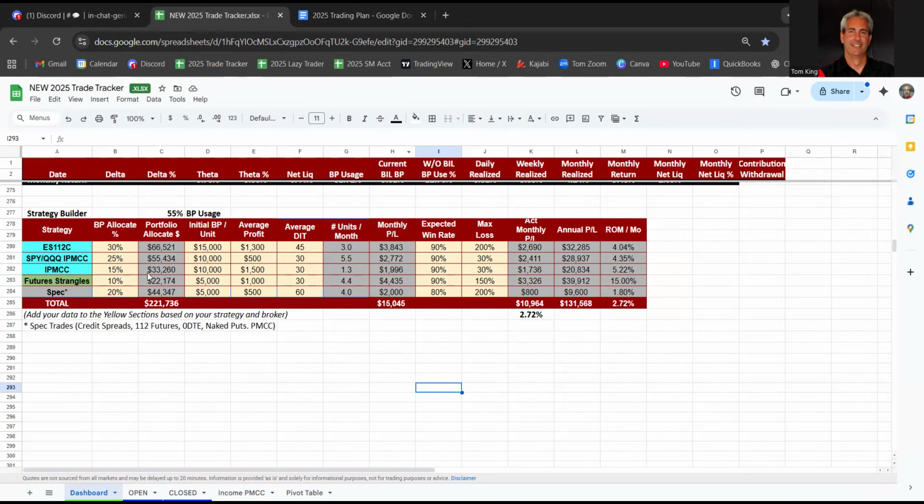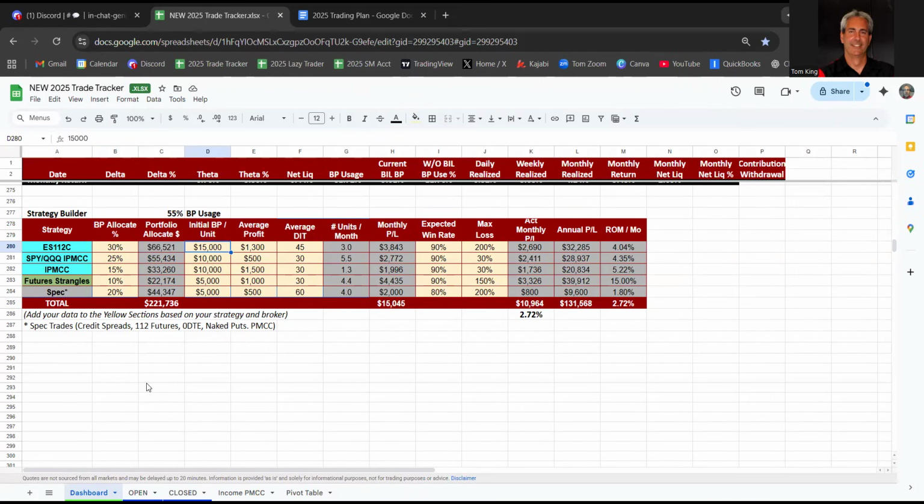So when I look at the strategy builder, it should match my trade plan, but my core trades, which are in the light blue here, are obviously the ES 112Cs. That's my main core trade. I allocate 30% of the entire account to this, which should take up right now around $66,521 in buying power.